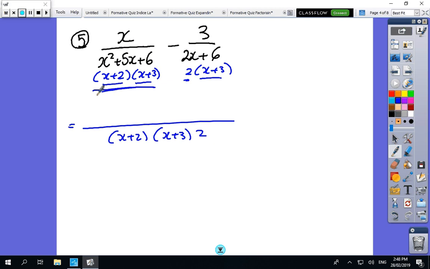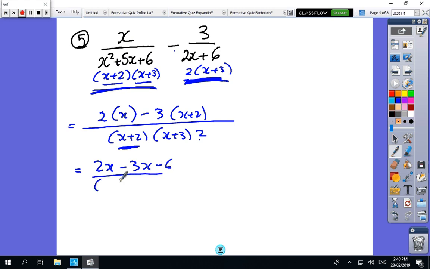So this first number is missing the 2, so it needs 2 lots of x, minus sign comes down, put the 3 in. That number is missing the x plus 2, so it needs the x plus 2. So I get 2x minus 3x minus 6 over those two brackets. So 2 bracket x plus 2, x plus 3. 2x minus 3x is minus x minus 6 over 2 bracket x plus 2, x plus 3. Okay, and that's it. Come across.